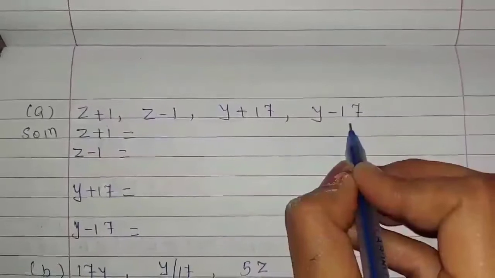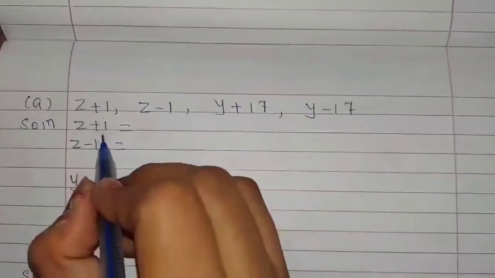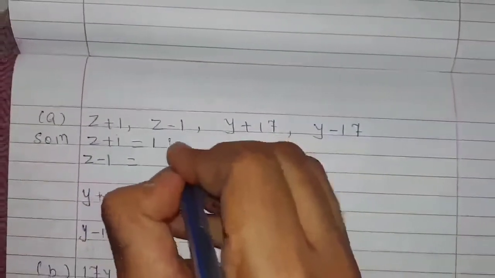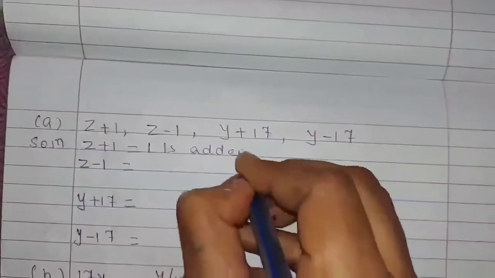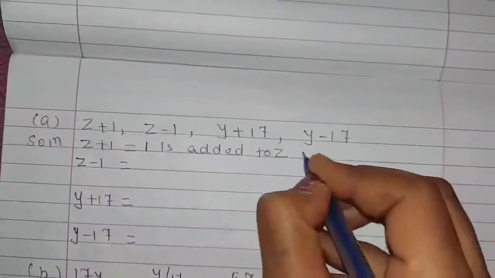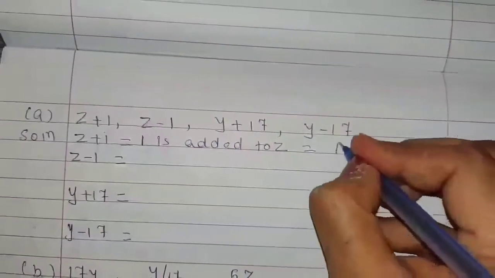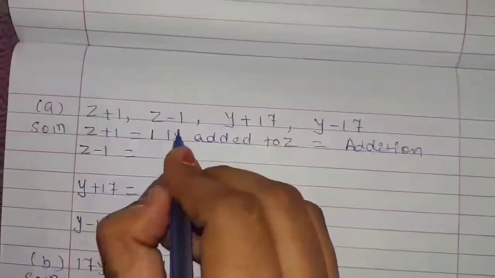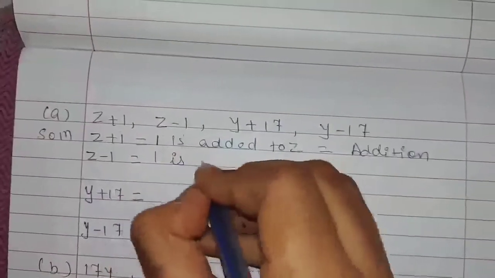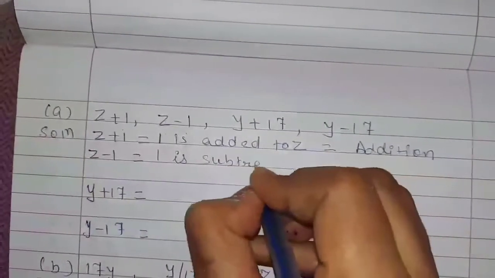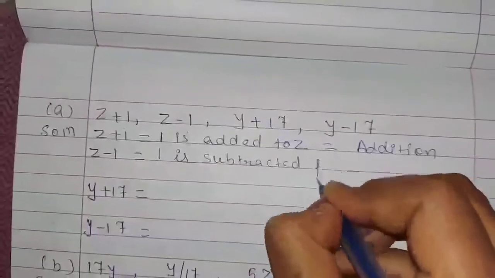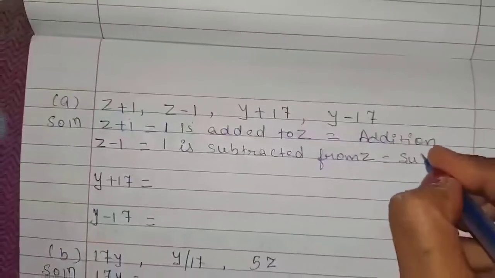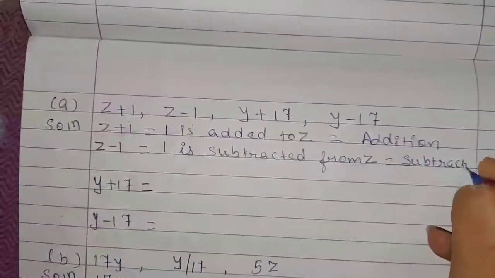17y minus 17. So first of all, let us see how the expressions have been formed. Z plus 1. That is 1 is added to Z, and which is equal to which operation? Addition operation. So we will write addition. Z minus 1. 1 is subtracted from Z. So which operation is this? Subtraction operation. So we will write subtraction.